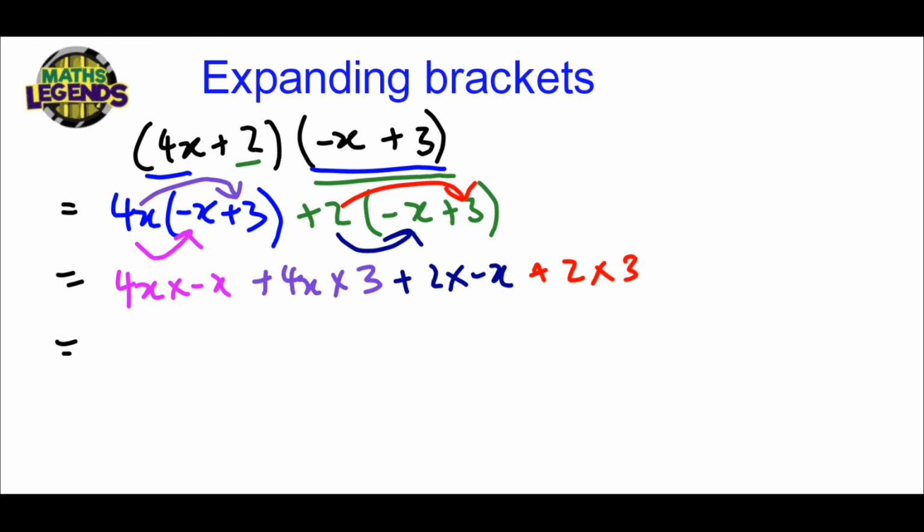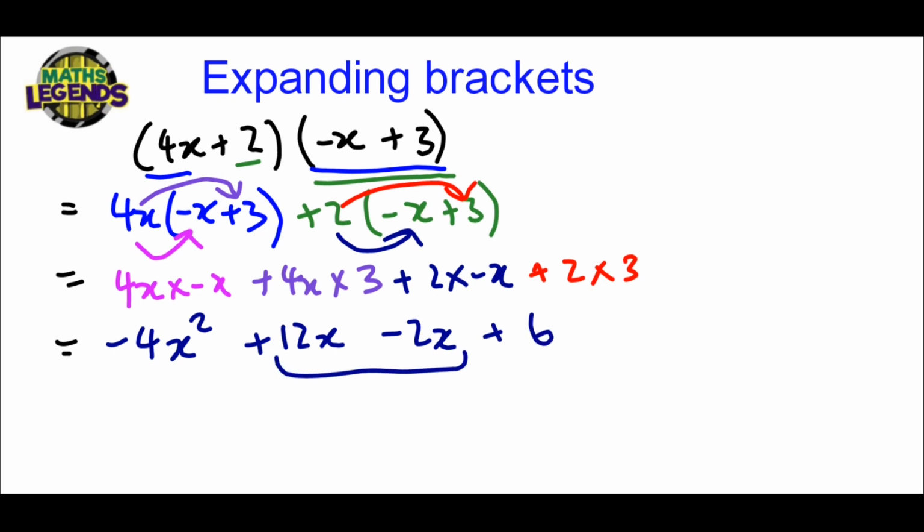We simplify. 4 times minus 1, so because it's minus 1 that's in front of the x, is minus 4, and x times x is x squared. Then we have 4x times 3, which is plus 12x. 2 times minus x is minus 2x, and 2 times 3 is 6. Now here we can simplify these two, so 12x minus 2x becomes 10x positive, and the other terms stay as they are because we can't simplify them further. This is minus 4x squared plus 10x plus 6.